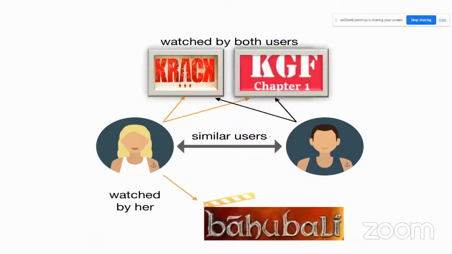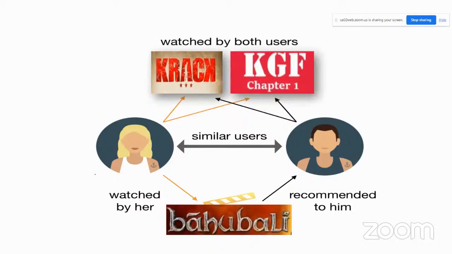Suppose A watched the movie Bahubali. What will the recommendation system do? It will recommend it to user B. So this is called the collaborative filtering process. Both A and B watched Crack and KGF, which indicates that they are similar users, so whenever A watches Bahubali, it will automatically be recommended to B, because both are similar. Because of that, whatever movie is watched by A, it will recommend to B.